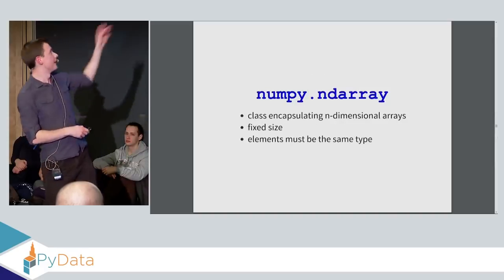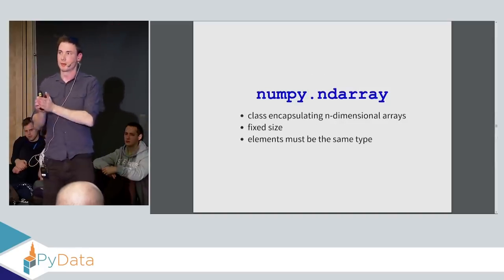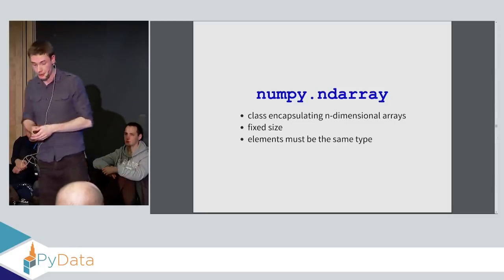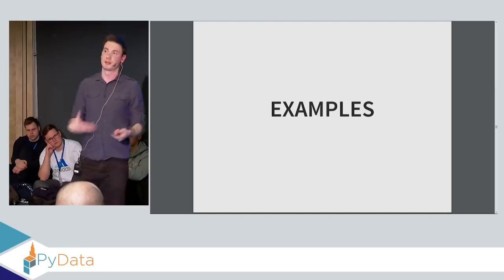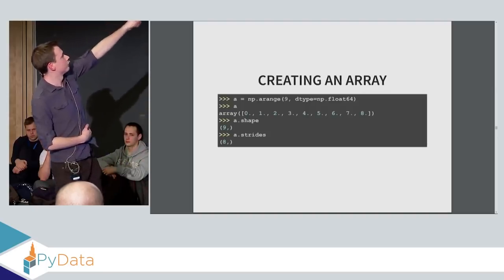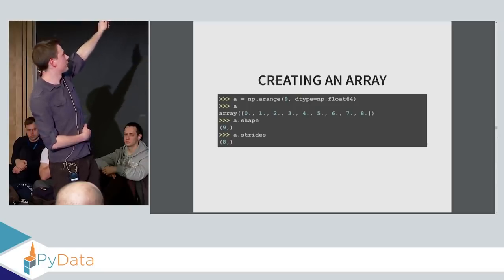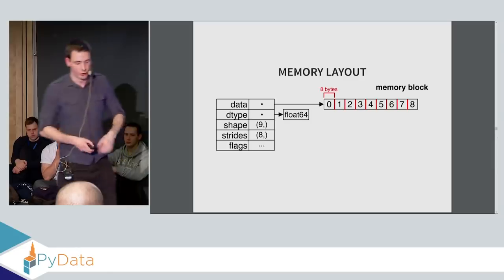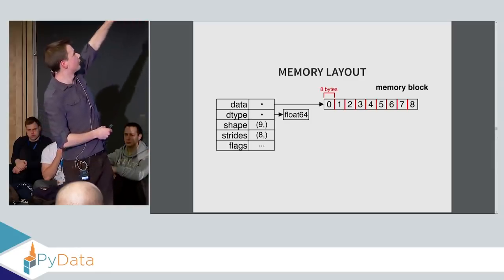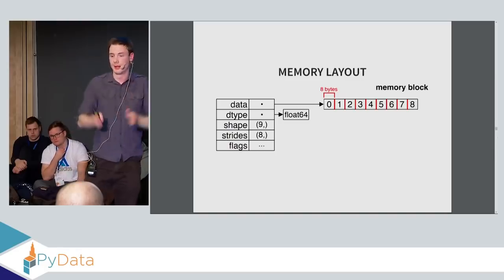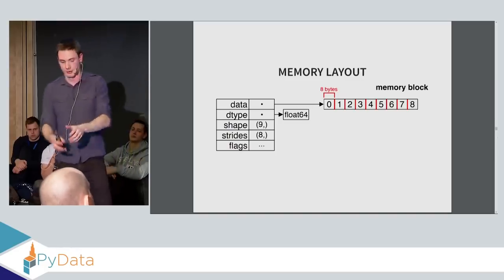So if we look at this ndarray class, this is a class that represents any n-dimensional array. It's a fixed size. Elements must be the same type, which simplifies and optimizes a lot of things. To give you an example, if we call np.arange to generate this array of 9 elements, what it actually looks like in memory is this. We have this memory buffer, and then we have a bunch of metadata fields that describe how to tell NumPy to navigate the memory buffer to get the data it needs.